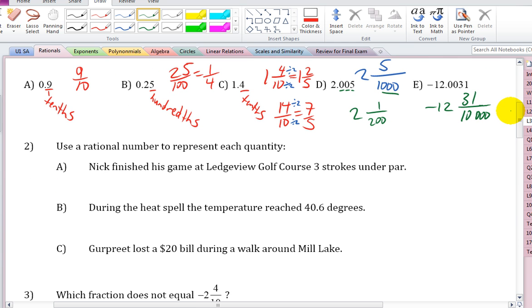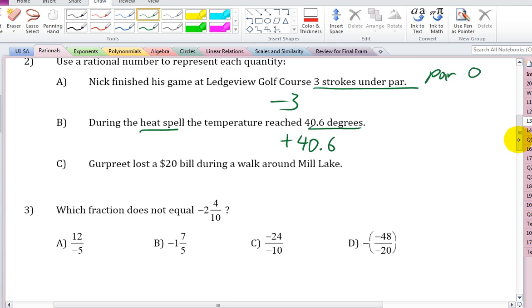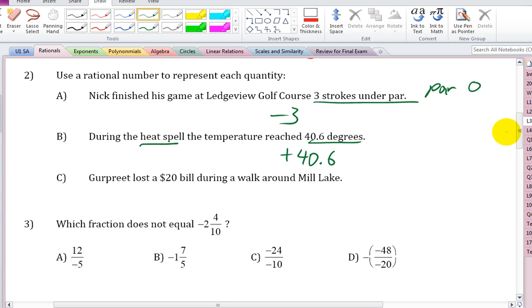Okay, so we're talking about numbers now. How to represent a number accurately. Okay. So, Nick finished his game. I led you golf course 3 strokes under par. Par, if you didn't know it, for golf is 0. So how would you represent 3 strokes under par? -3. Good. B. How would you write that? Heat spell, 40.6 degrees. Oh, it's real simple, folks. All we're looking for is a plus 40.6. Okay, we're not looking to get anything crazy. We're just deciding whether the number should be positive or negative.